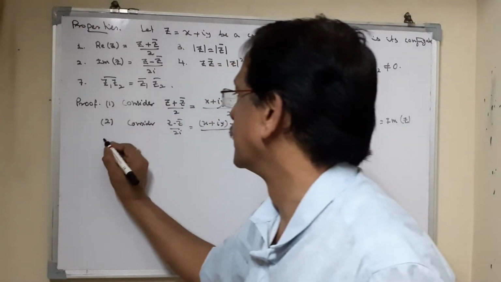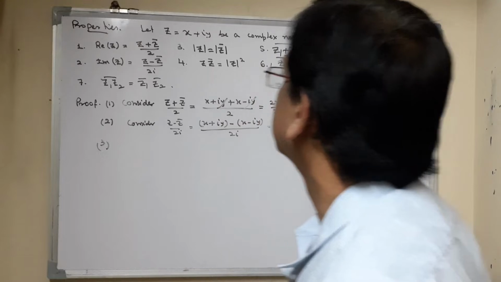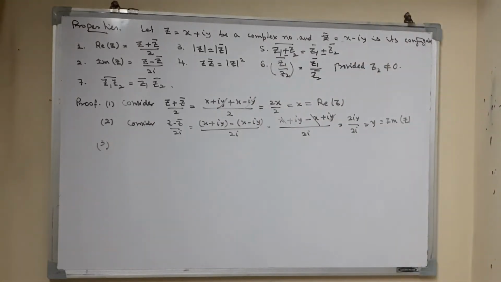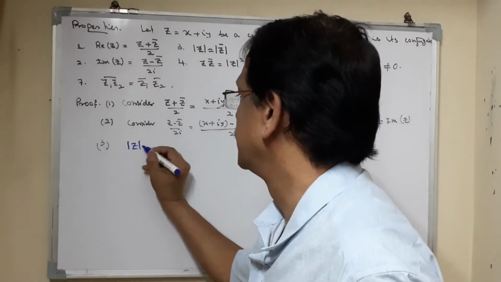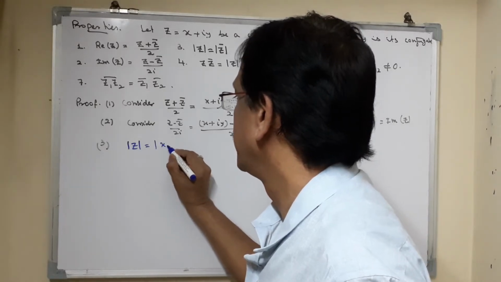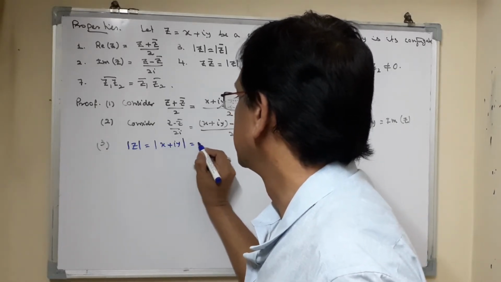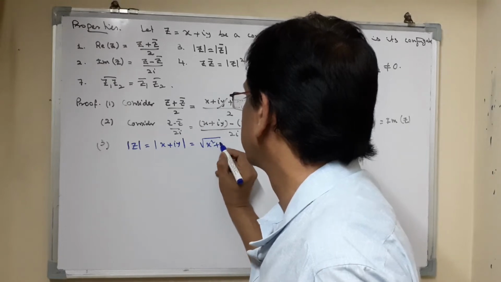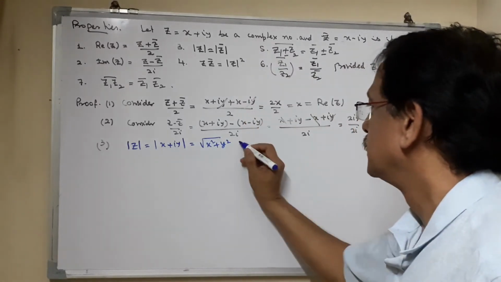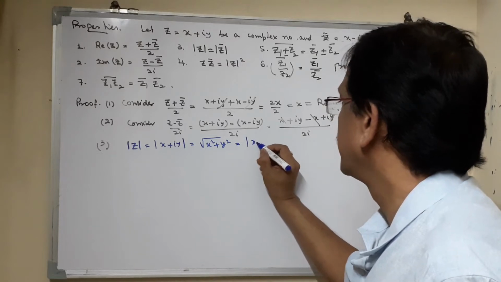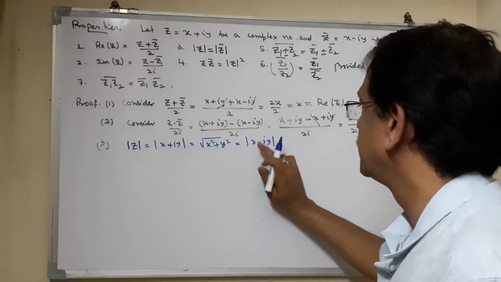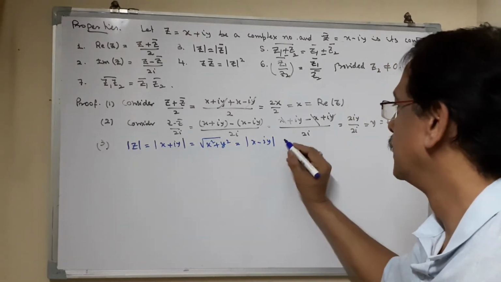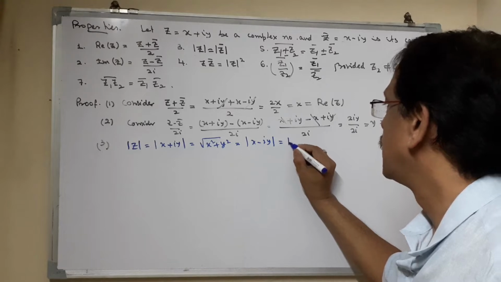Let us see the third one. The third one, mod z equal to mod z bar. What do you mean by mod z? Already I have discussed mod z in the previous lesson. Mod z is mod of x plus iy, the modulus, equal to root of x square plus y square. This is equal to mod of x minus iy, because mod of x minus iy is again root of x square plus y square. So this is equal to mod z bar.